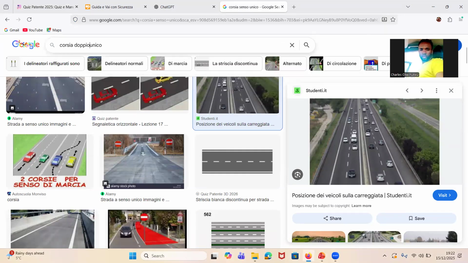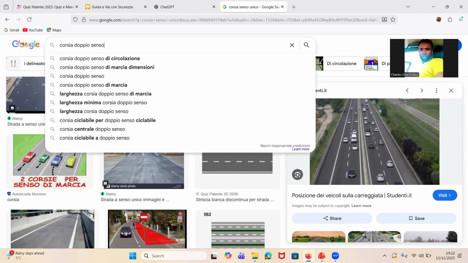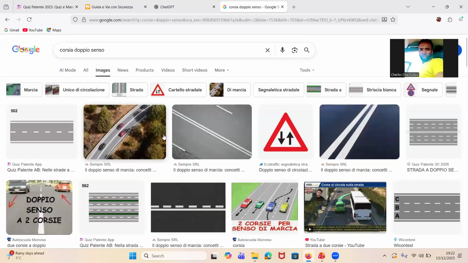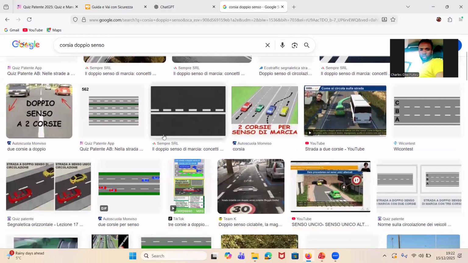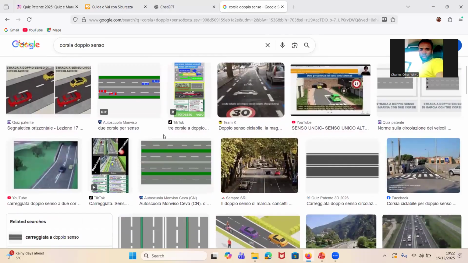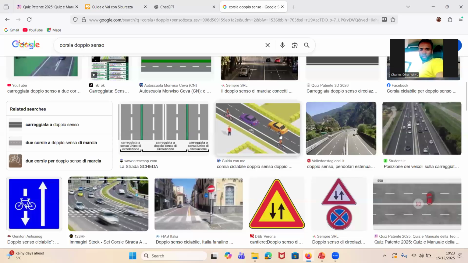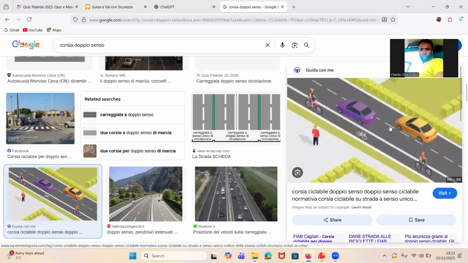Doppio senso. Now, let me tell you guys for free, we have 3 types of doppio senso. Please follow me, very, very important. I recommend I go back to the first one again. The first one is senso unico. In the center of the carreggiata, you will see this line. Look at this car and this car.